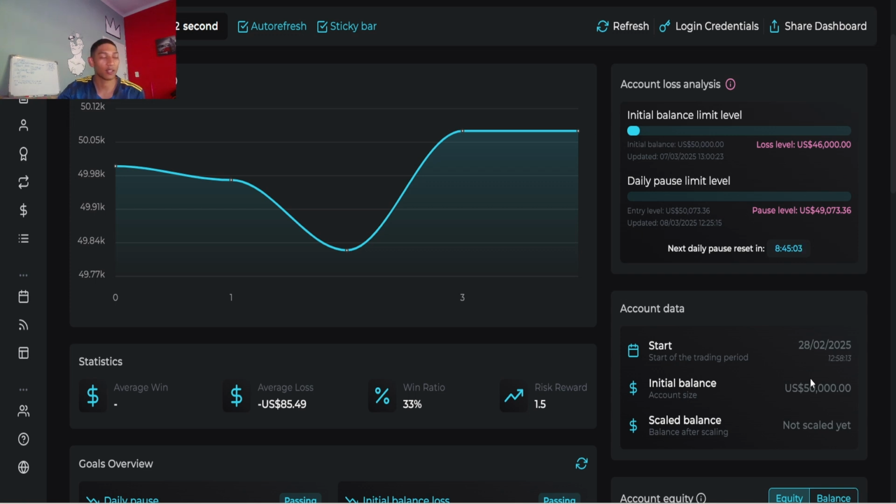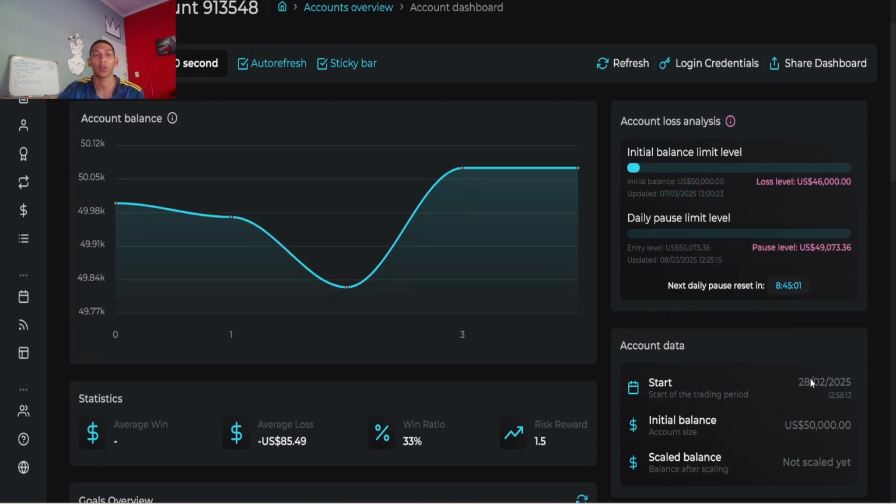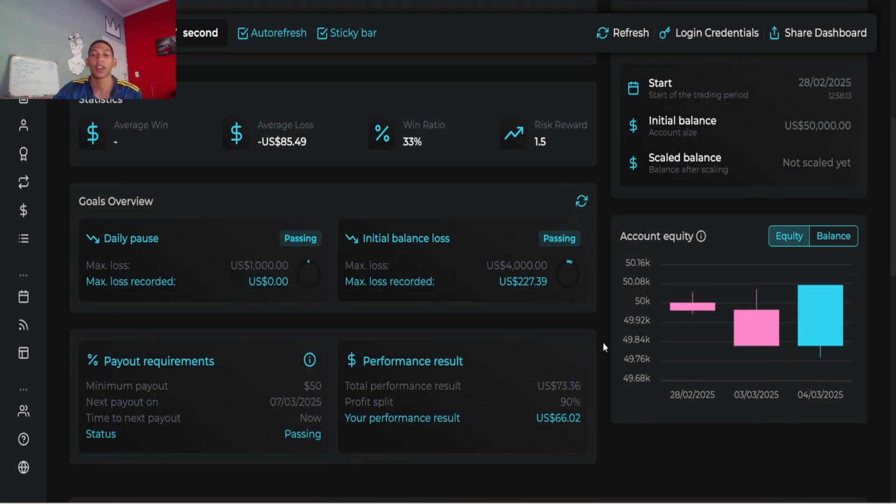I took 3 trades so far on my 50k evaluation. Sorry, not evaluation, it's an E8 Pro Trader Stage account, so that means I've passed the evaluation. And yeah, so I've taken 3 trades. I've made $73 in profit. My performance result is $66.